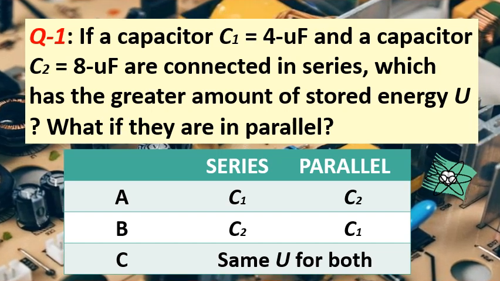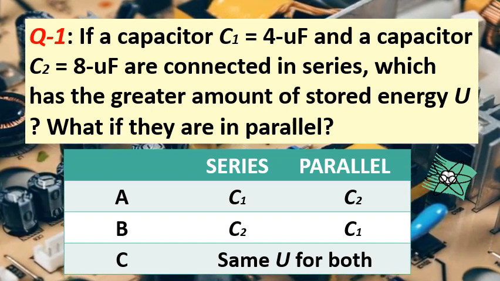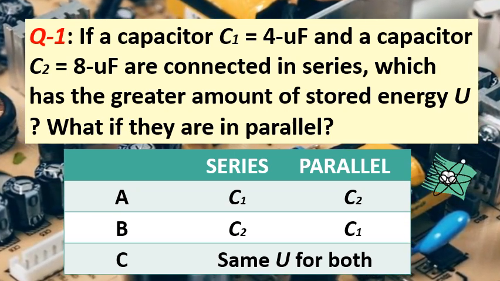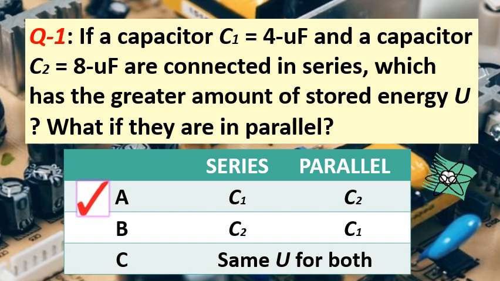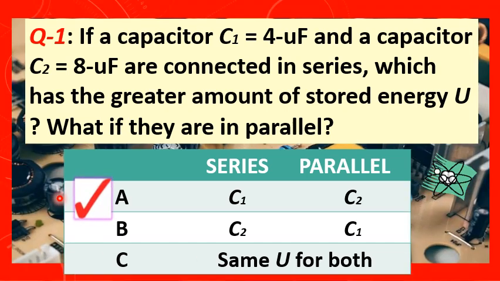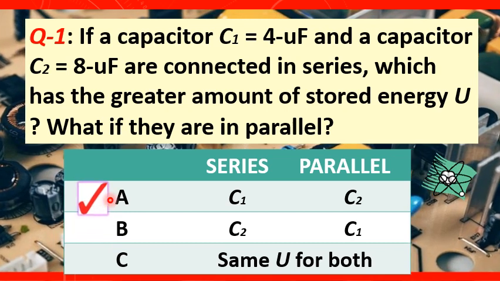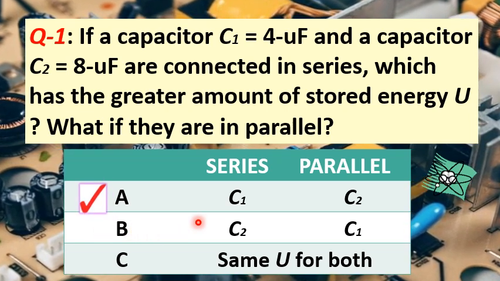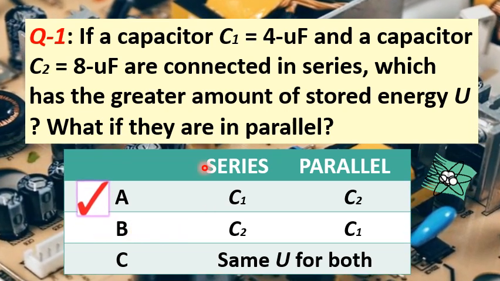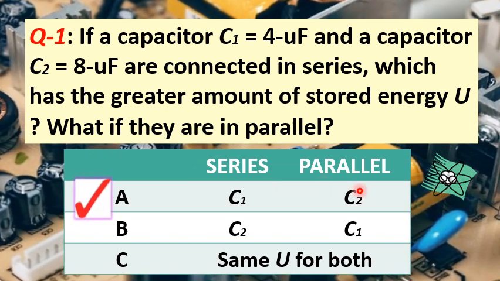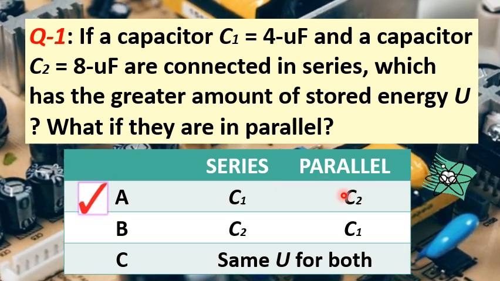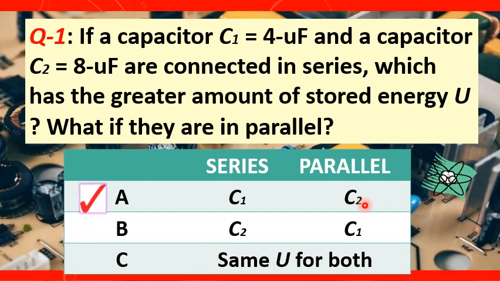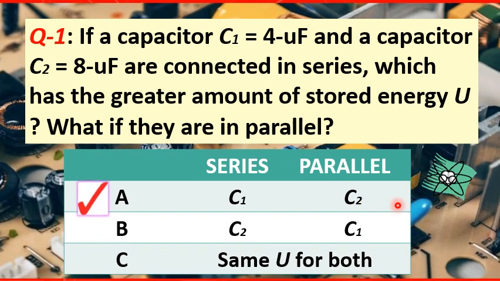So, after analyzing, we get our final answer, which is, in fact, option letter A. That means if the two capacitors are connected in series, then the one with the smaller amount of capacitance will be able to store the greater amount of stored energy. Whereas if they are connected in parallel, then the capacitor with the greater amount of capacitance can store greater amount of energy.